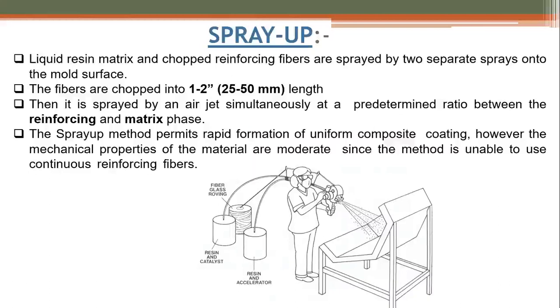So generally the liquid resin matrix and the chopped reinforced fibers are sprayed by two separate sprays onto the mold surface. So these are sprayed by the two separate sprays which are directly impregnated on the mold surface, and the fibers are chopped into the size of 1 to 2 inches in length, and we can calculate it in mm also, that is 25 to 50 in length. So based upon the purpose we can modify this.